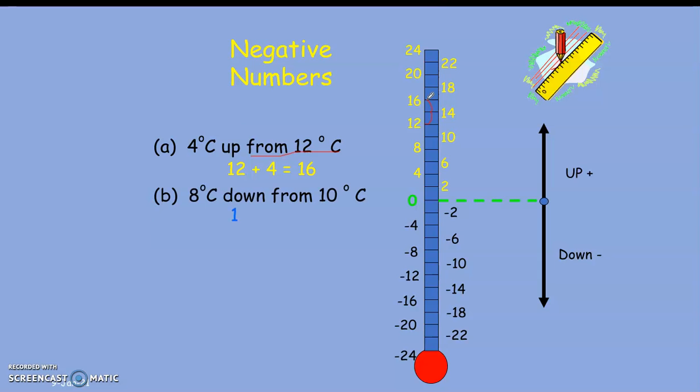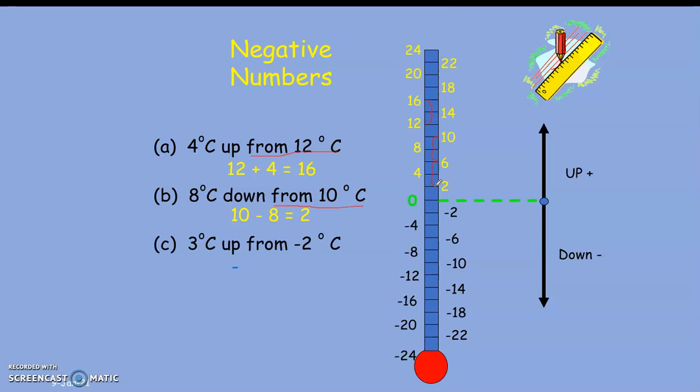Right, number 2, what is 8 degrees Celsius down from 10 degrees Celsius? So step 1 is always to work out where we are starting. We're going from 10 degrees Celsius, so that's where we're starting. Then we're going down, so we're taking away 8 degrees Celsius. So if we start at 10 and we come down 8, we go 1, 2, 3, 4, 5, 6, 7, 8. So 10 take away 8 gives me an answer of 2 degrees Celsius.